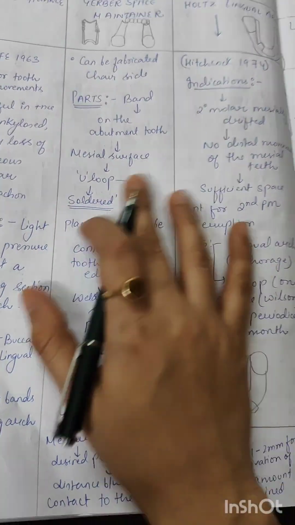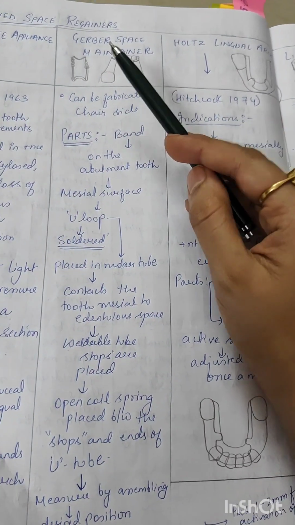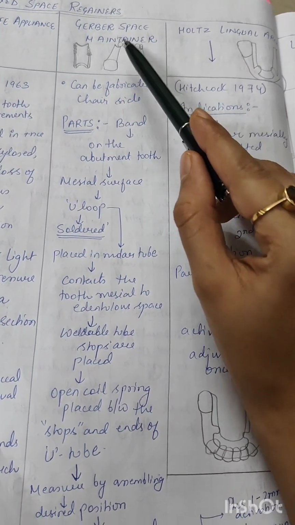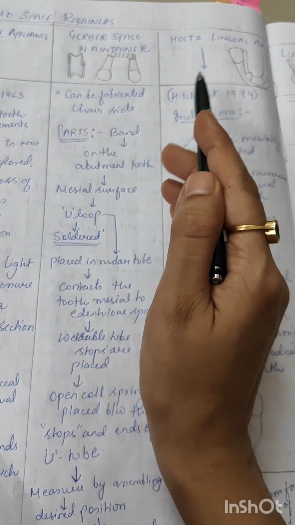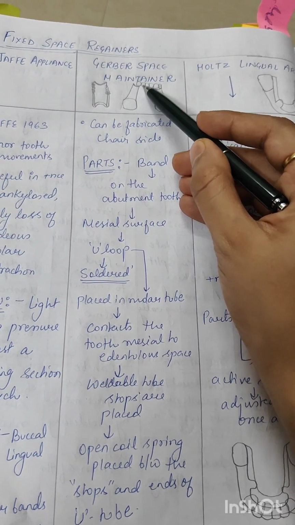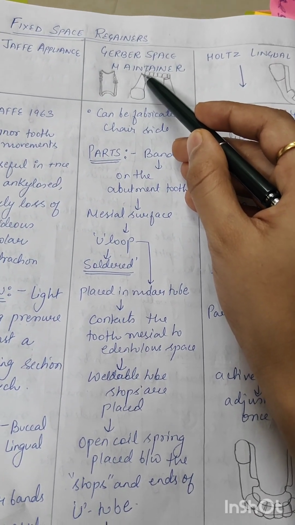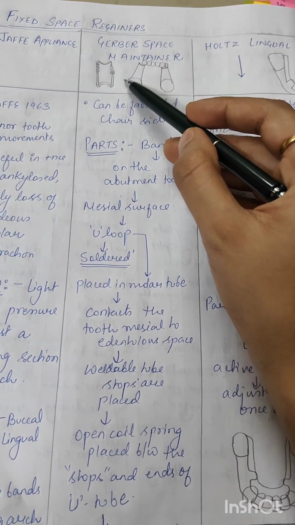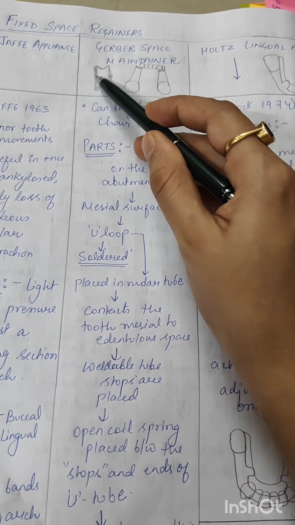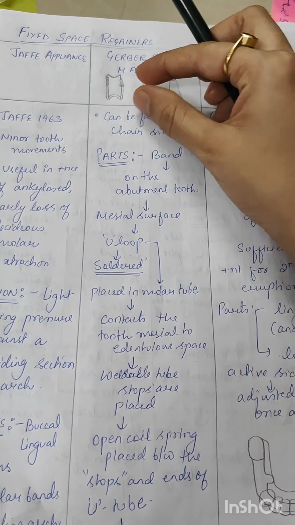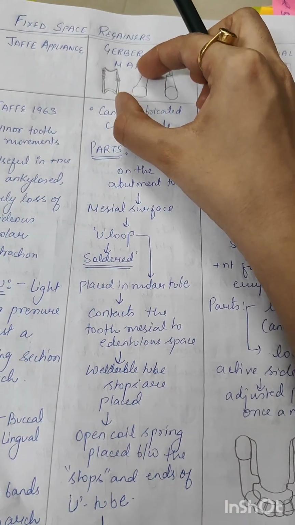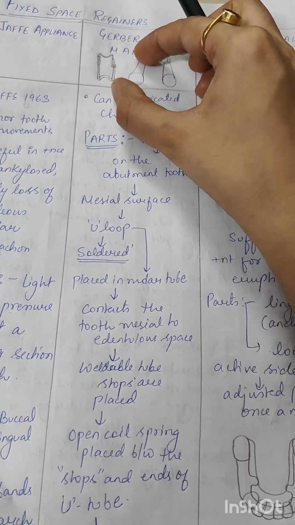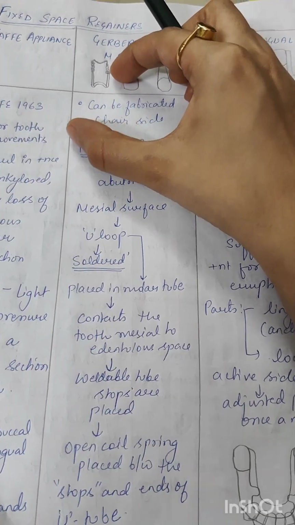Okay, once again, the Gerber space regainer can be fabricated chair side. It has a band on the abutment tooth. It has U-shaped assemblies. It has tube stops. And the spring is attached. And then the desired appliance is placed inside the mouth. Measure it, and then add 1 to 2 mm for the activation of the spring.